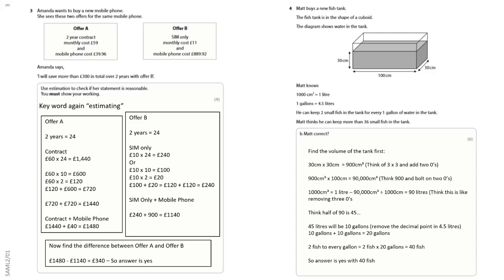So we'll look at offer A. 2 years is 24 months. Contract £59 becomes 60 because it becomes easier to work out. 60 times 24 is 1,440.